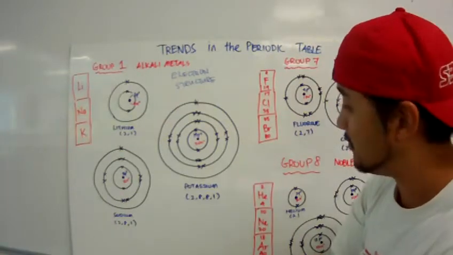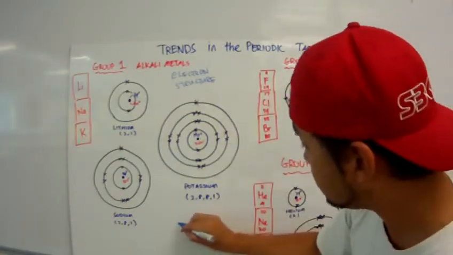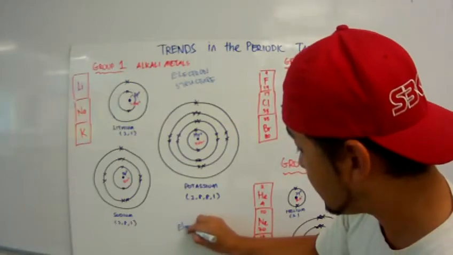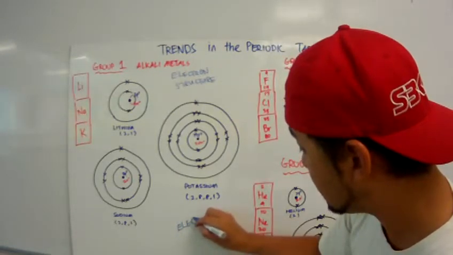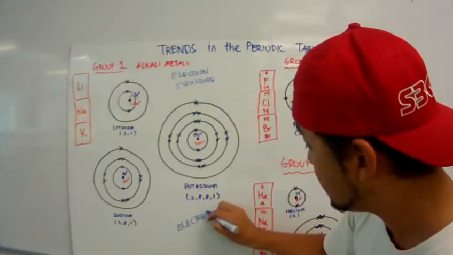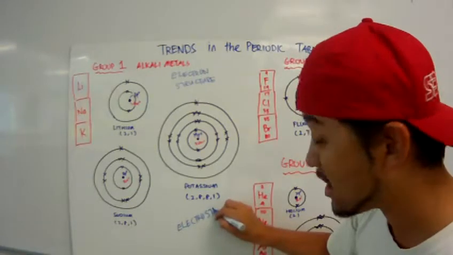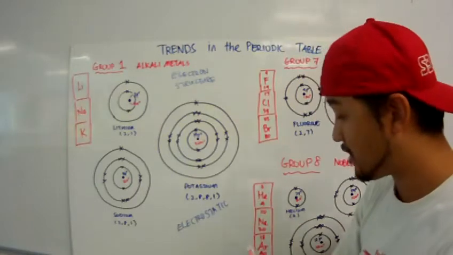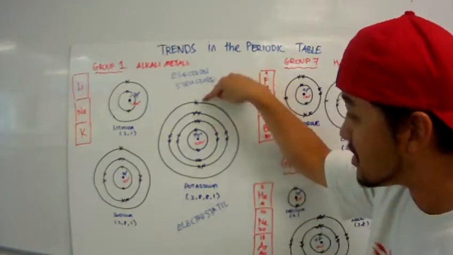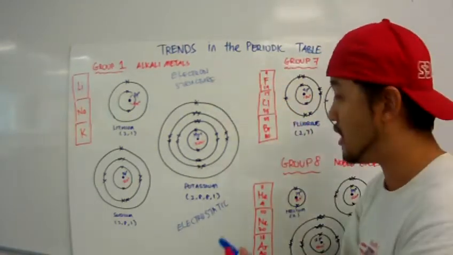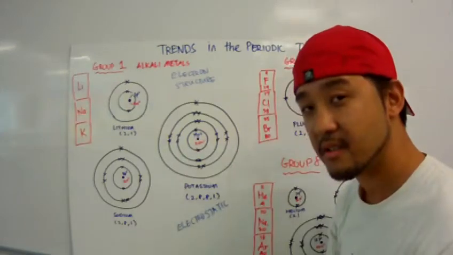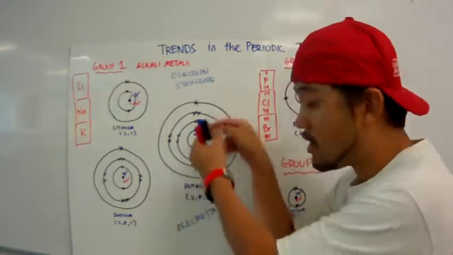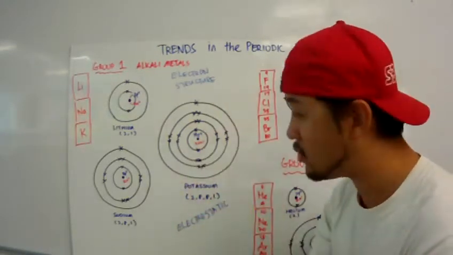Let me write that down. Electrostatic, like static electricity, electrostatic interaction between this lone electron and the nucleus. There are a variety of reasons why this is so, but we're not going to get down to that.